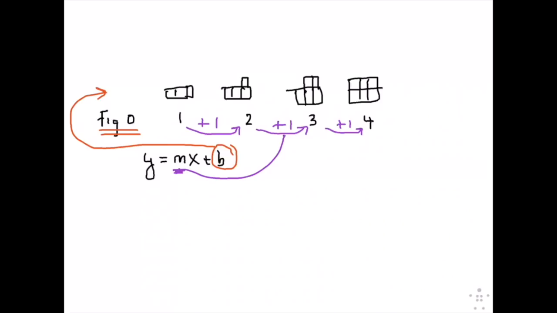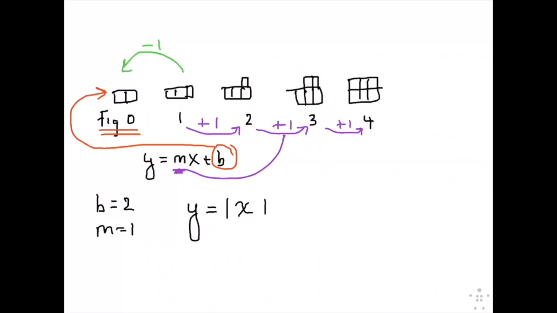To write the equation for this, first we would need to find figure 0 because it wasn't given. To find figure 0, we're going to go this way and subtract 1, because if we're adding 1 to go to the right, we're going to subtract 1 to go to the left. So in figure 0, there would be 2. Now I know my equation, because I know that b equals 2, because that's the number of tiles in figure 0, and m equals 1, because that's what I'm adding each time. So the equation would be y equals 1x plus 2.